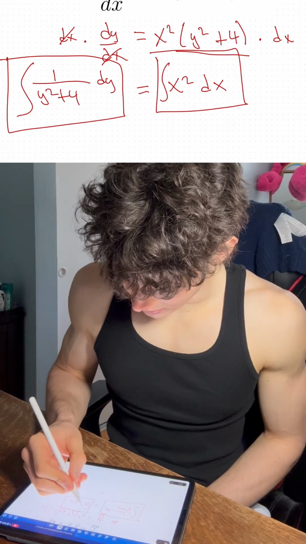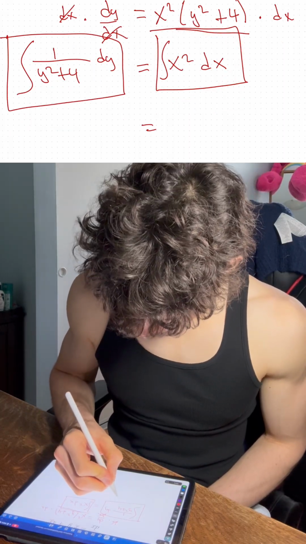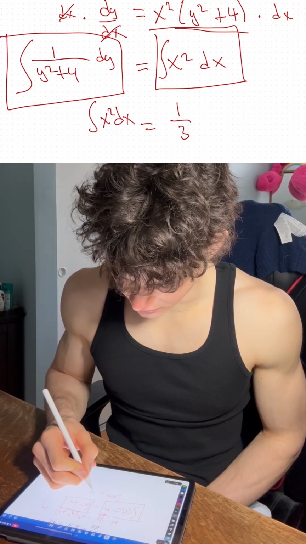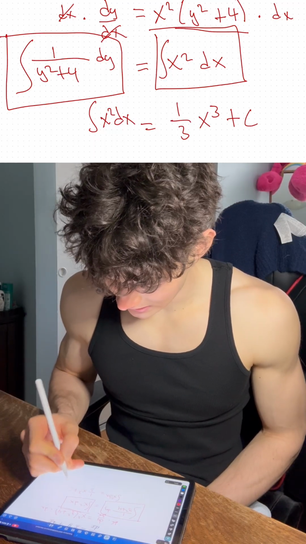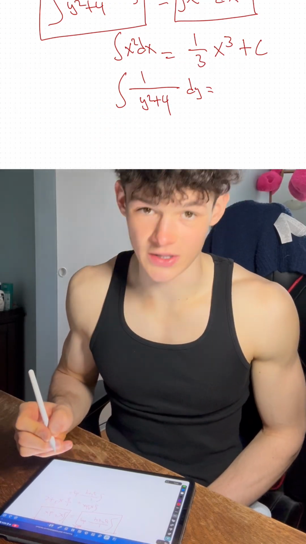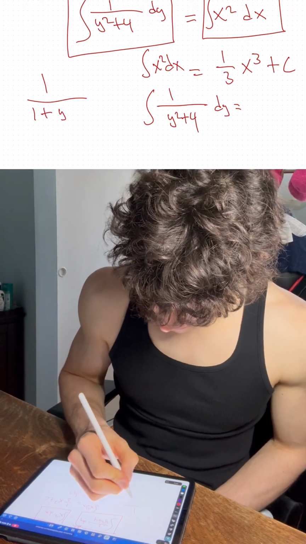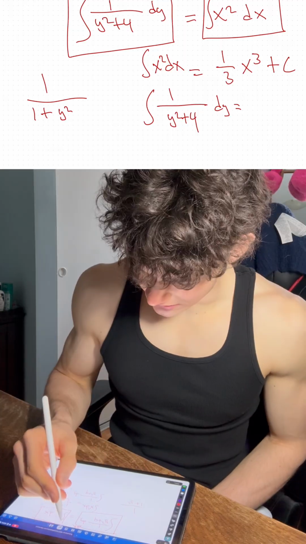We'll do this one first. That's a really easy integral to compute. The integral of x squared times d of x is just equal to 1 over 3 x cubed plus c. This integral is a little more tricky. To compute this integral, you have to recognize the derivative of arctan is in the format of 1 plus y squared. We just have to get it in this form.